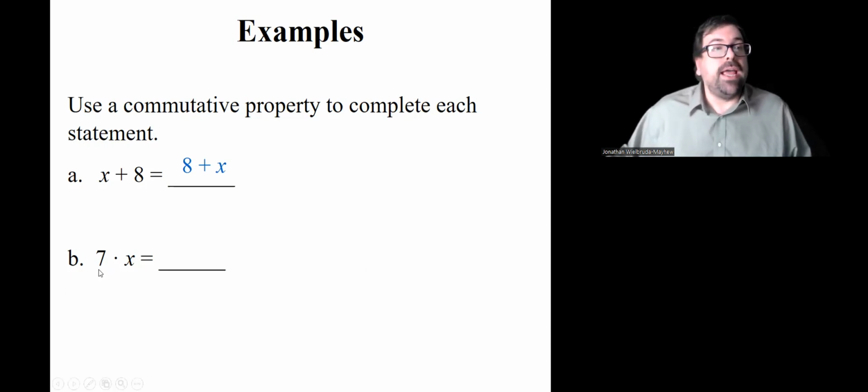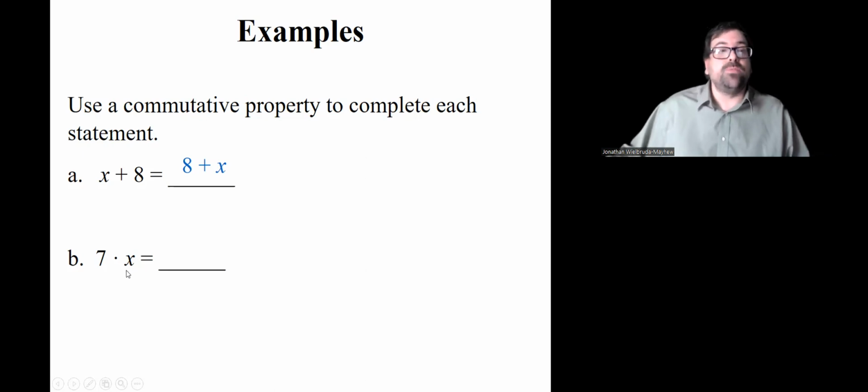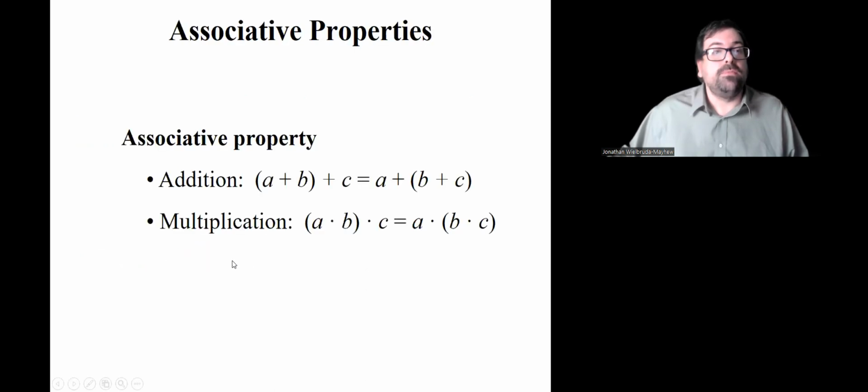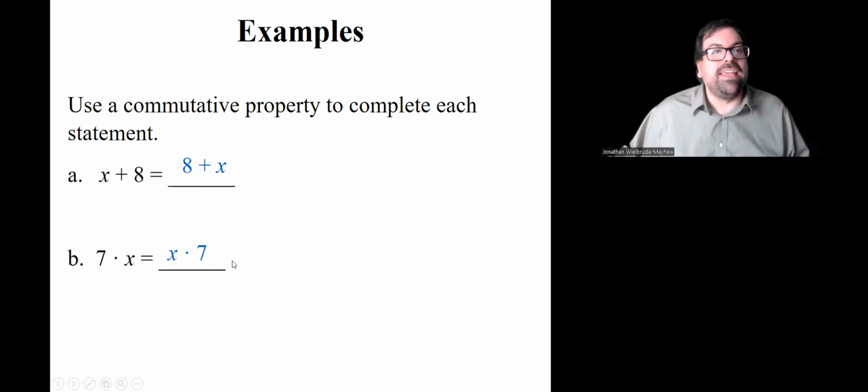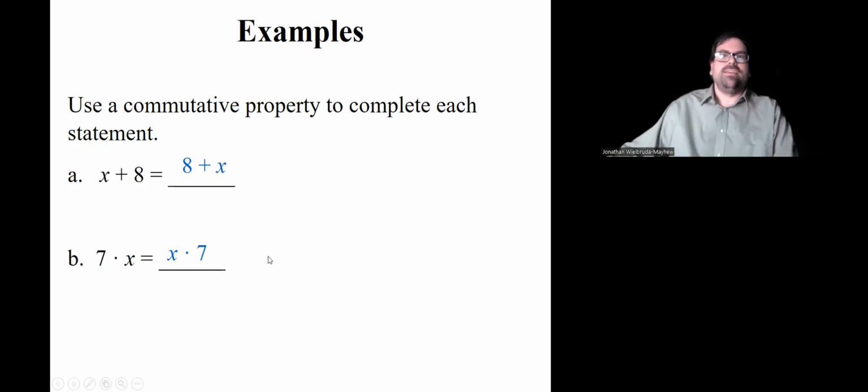Likewise, when we're multiplying, here we have 7 times x. The commutative property says we can multiply in any order. We can move them around. And that gives us x times 7. 7 times x is the same as x times 7.